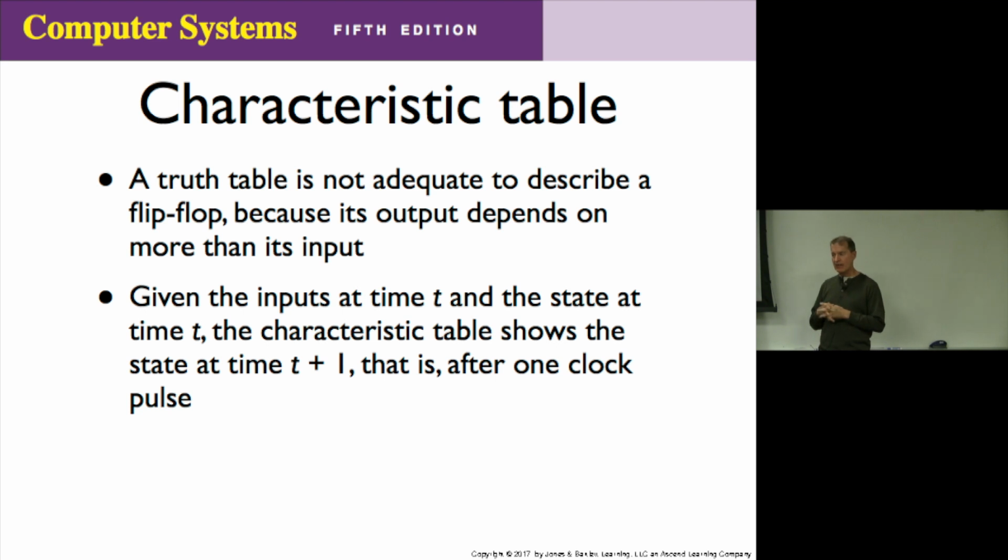And now we have to think about what happens when a clock pulse comes along. What is the current state and what is the next state when a clock pulse comes? Are you with me? So what the characteristic table tells us is, given the inputs at time t and the state at time t0, the characteristic table shows the state at time t plus 1, that is after one clock pulse.